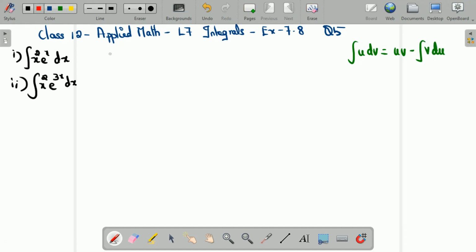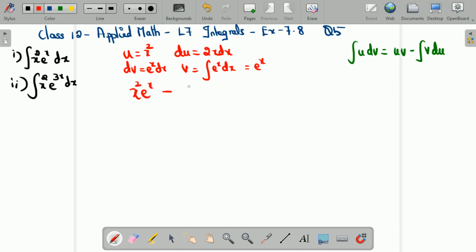So let's identify the u here. So u here is going to be equal to x squared. So du is equal to 2x dx. So dv is going to be equal to e power x dx. So v is the integral of e power x dx, which is equal to e power x. Now let's substitute in the formula. So it is x squared e power x minus integral of e power x into 2x dx.